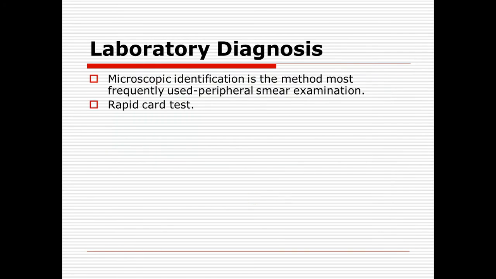Then coming to the lab diagnosis of this, microscopic identification is the method most frequently used, by using the peripheral smear examination, and another one is the rapid card test method. Both methods are good for the diagnosis, but peripheral smear examination is used at the rural centers also, where rapid card test may not be available.